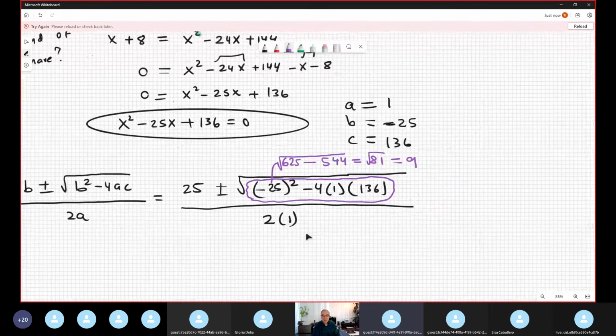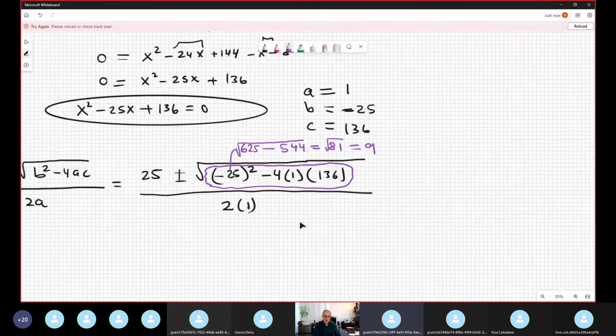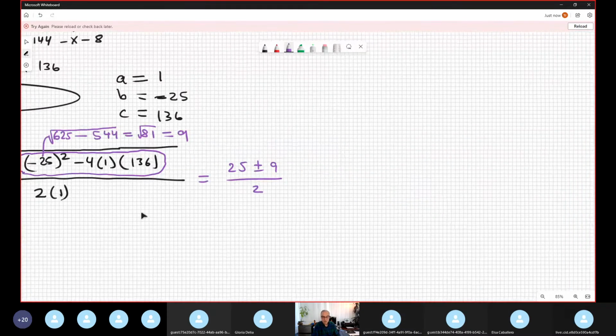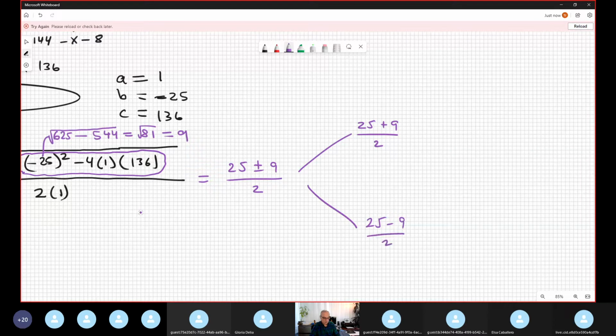Okay, I did it fast because I did it before. In real life, I dedicate more time and put it in the calculator: 625, 4 times 1 times 136, subtraction, square root. So far, the answer is 25 plus or minus 9 divided by 2. As always, I split into two solutions: 25 plus 9 over 2 and 25 minus 9 over 2.